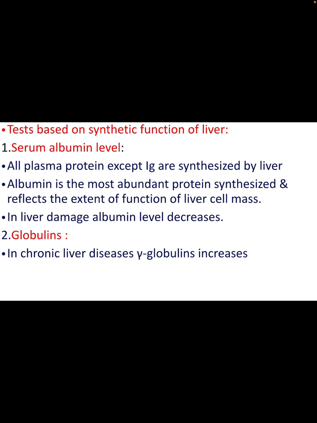Third, the tests based on synthetic functions of the liver. First one, serum albumin level. All plasma proteins except the immunoglobulins are synthesized by the liver. Albumin is the most abundant protein synthesized and reflects the extent of function of the liver cell mass. In liver damage, albumin level decreases. Second one, globulins. In chronic liver diseases, gamma globulin increases.